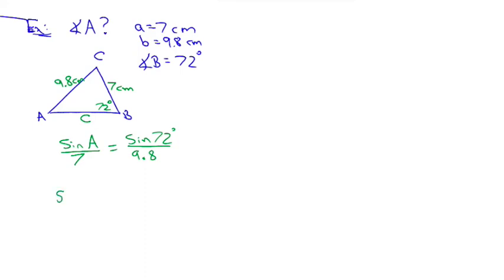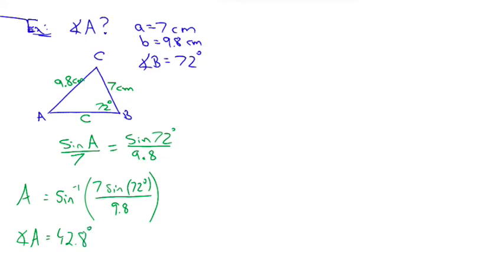So eventually you're going to get sine inverse of what? Symbols first, not decimals. It would be sine inverse of 7 times sine of 72 degrees, all over 9.8. You can type it in your calculator that way, and it'll just spit out the answer. 42.8. So 42.8 degrees is one of the possible measures for A.